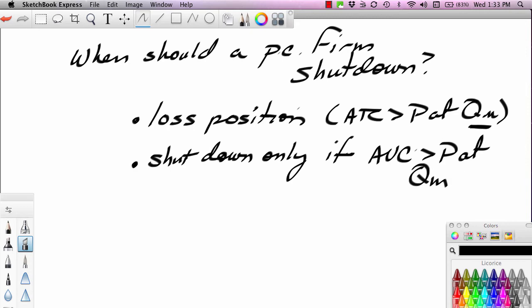So you wouldn't consider shutting down if price were greater than ATC. If ATC is greater than price, you would consider shutting down. But you only shut down if AVC is greater than price at Q min. You go, now I'm confused. Okay, so let me use a numeric example and we'll illustrate this.